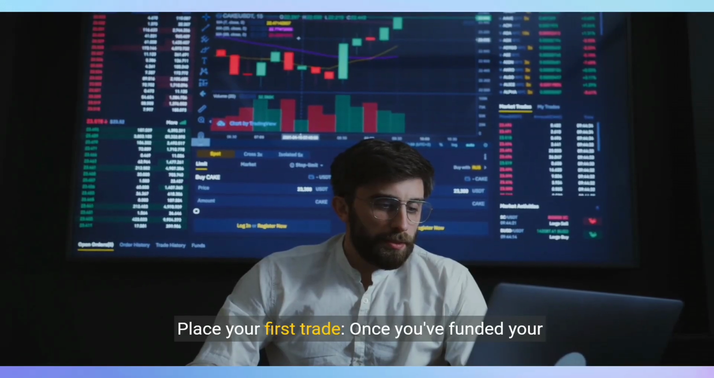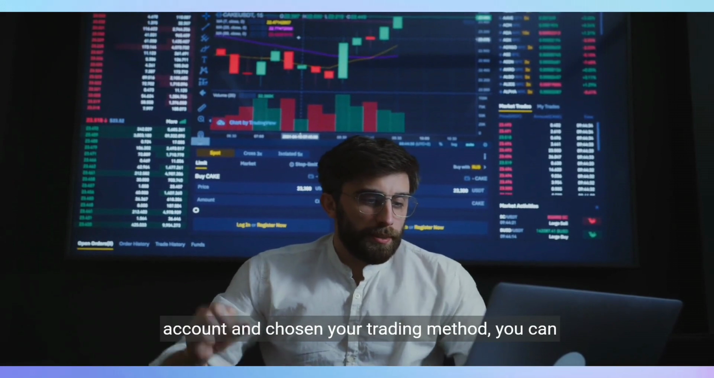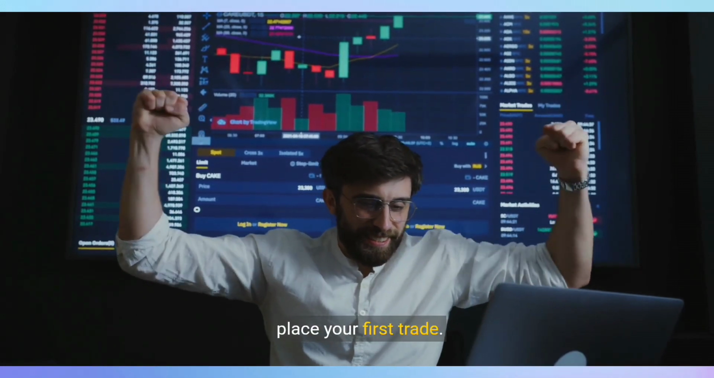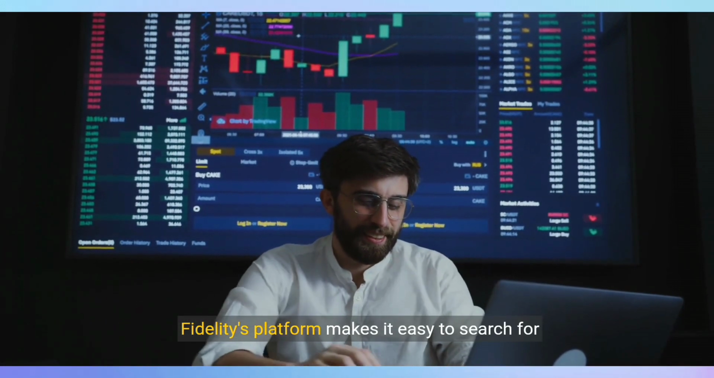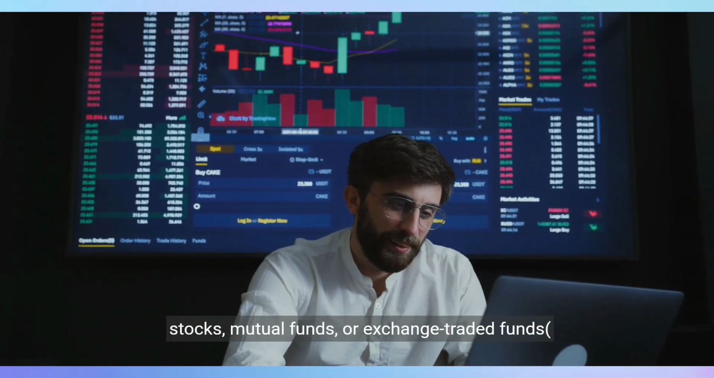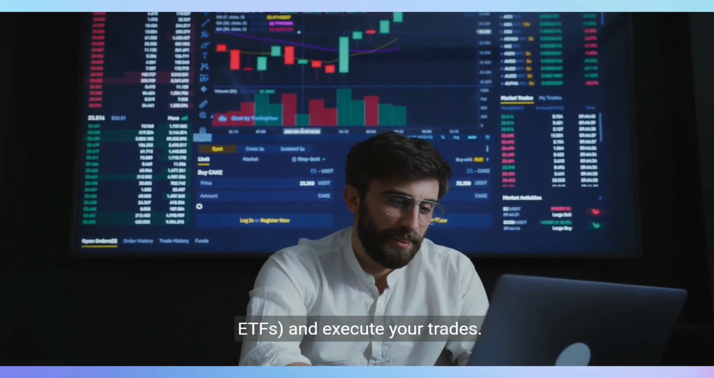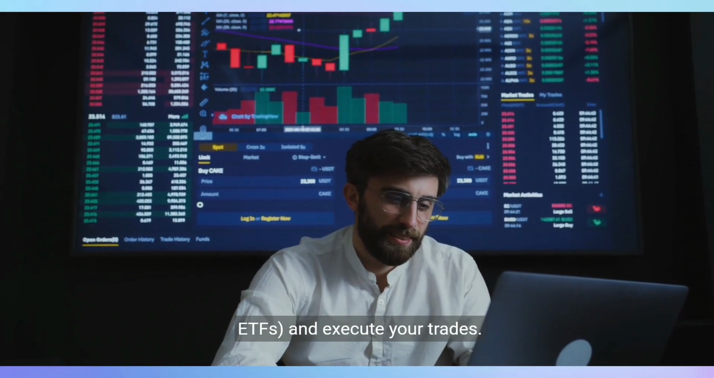Place your first trade. Once you've funded your account and chosen your trading method, you can place your first trade. Fidelity's platform makes it easy to search for stocks, mutual funds, or exchange-traded funds, ETFs, and execute your trades.